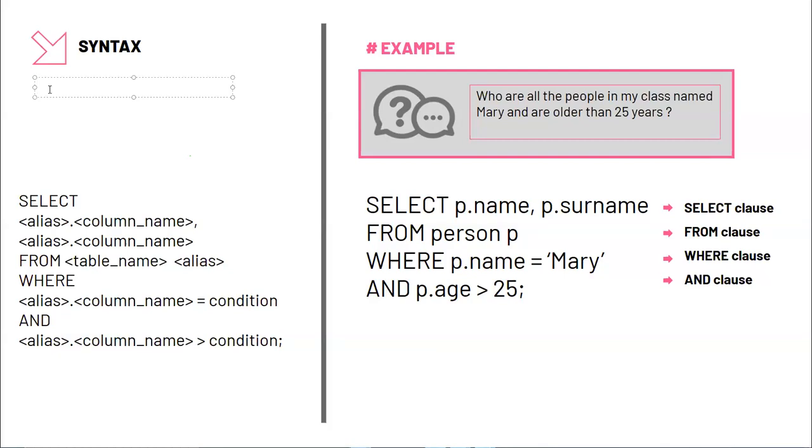So we have a table, let's say called class, okay? Or let's say a table called persons, so that we are on the same page and it doesn't confuse anybody. And then we have the name of people in the class. We have their surname.